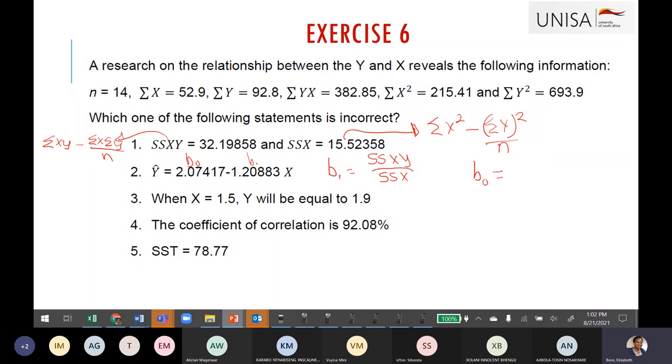To calculate B0, you will need the mean of Y minus B1 times the mean of X. The mean of X is the sum of X divided by n. The mean of Y is the sum of Y divided by n, and you substitute into those formulas. If this is correct, then you need to estimate the value of Y, making sure that you substitute this onto that formula. But that is if this is correct. Substitute into there and find out if that is correct.